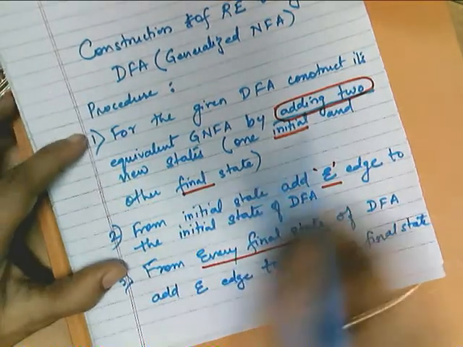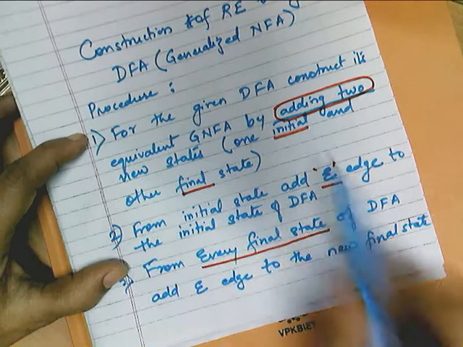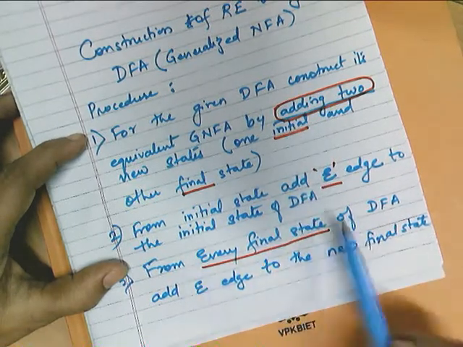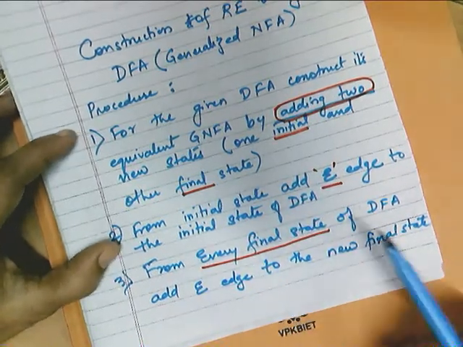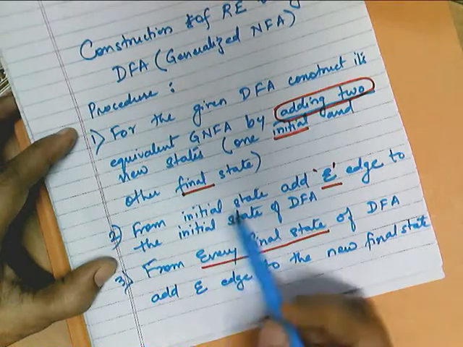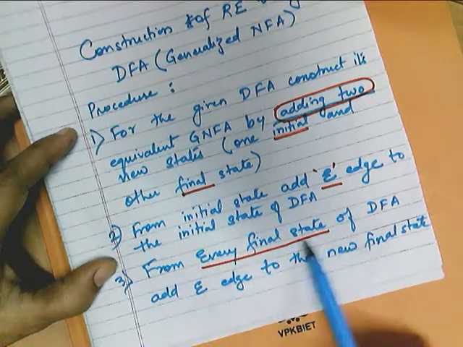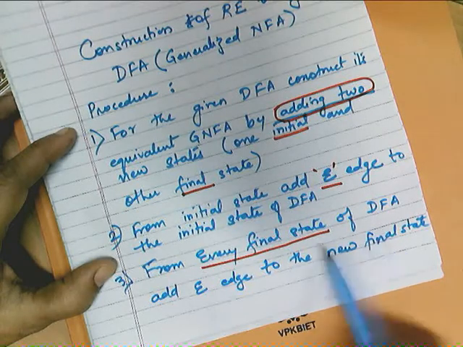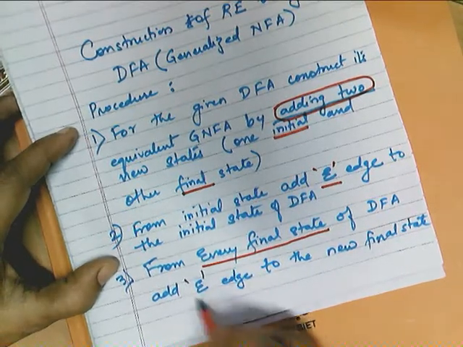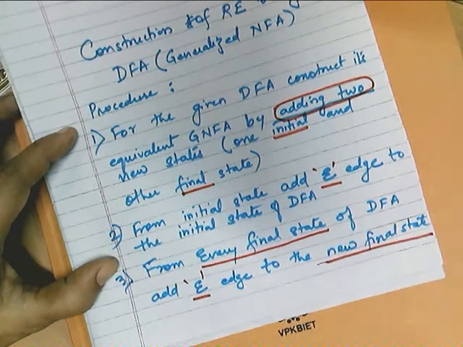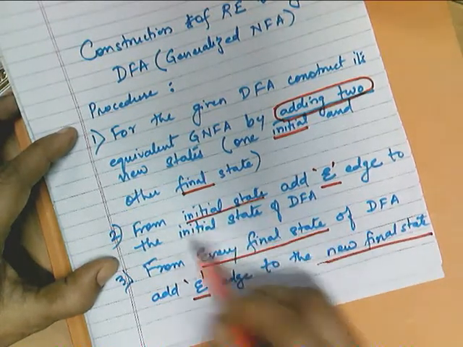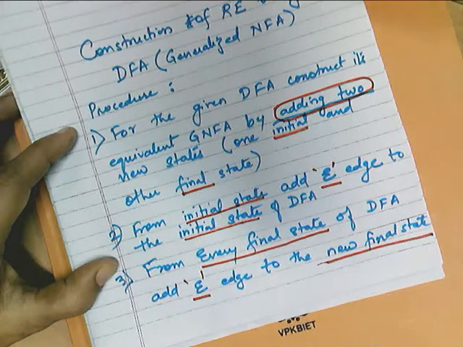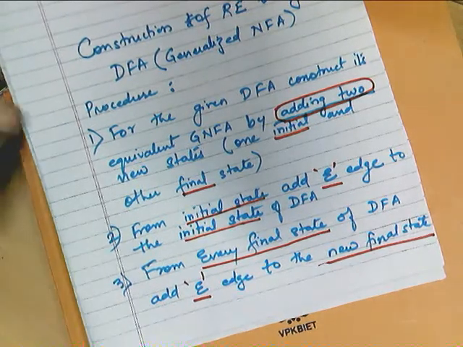So these are the new initial and final states. From this initial state with epsilon move, you have to move to the old initial state, and from every final state you have to have a transition to the new final state with epsilon edge. So these are the three steps.